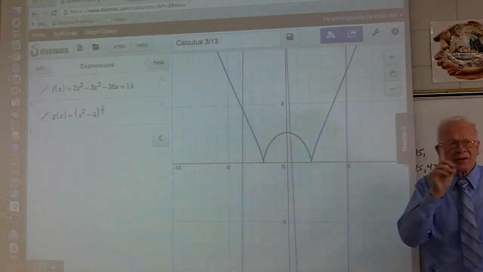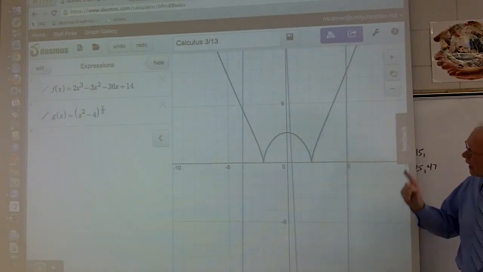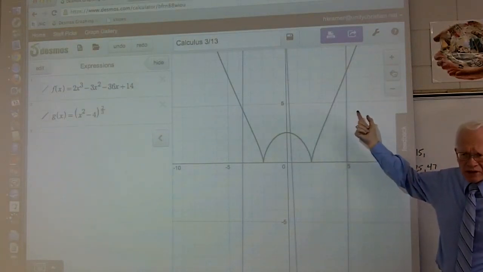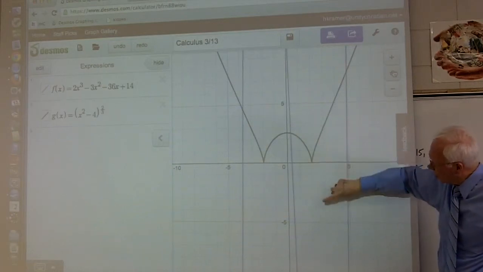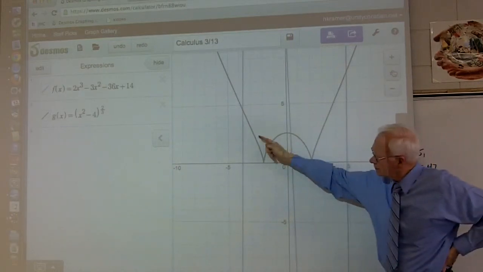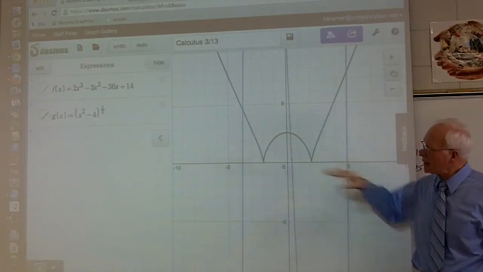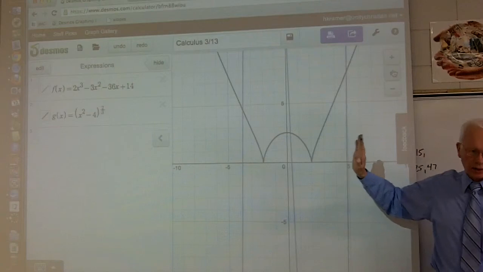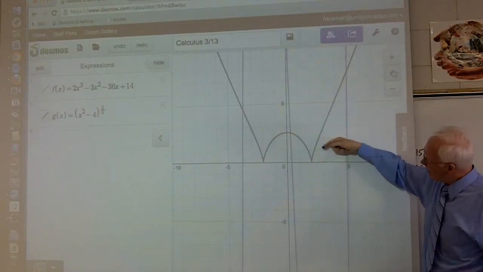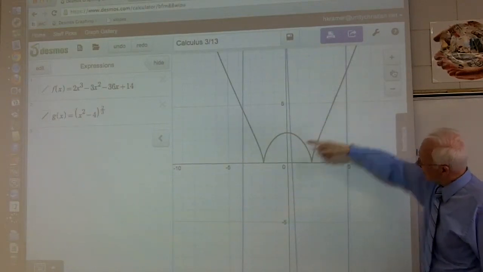Another thing about this: what would this thing look like if it were flipped over the x-axis? It would look like an M that way. I didn't make that clear. I was just thinking of this part over here.